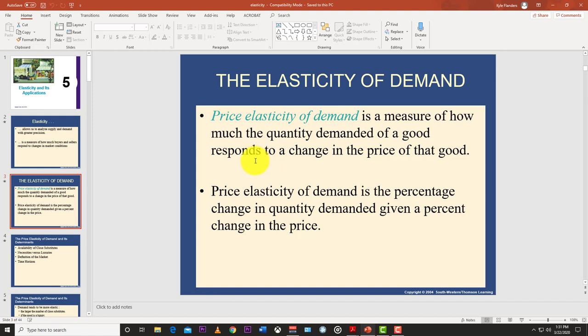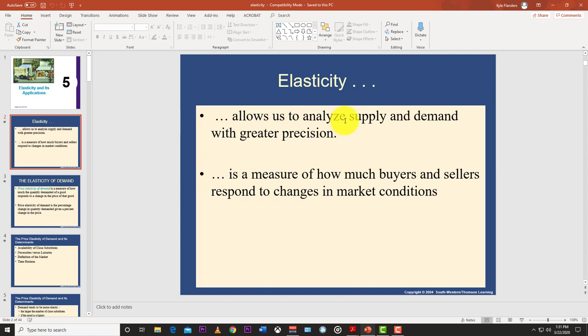So remember we learned the laws of supply and demand. And we say as prices go down, demand goes up. And as prices go up, supply goes up. But we can't just say down and up, down and up. You have to know to what degree, to what extent downwards did it go, to what extent upwards did it go. And so that's what elasticity is all about. It's all about, as they say here, allowing us to analyze supply and demand with more precision.